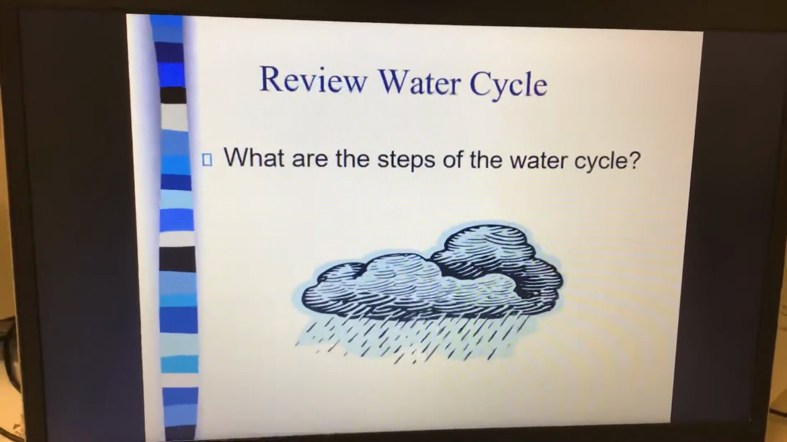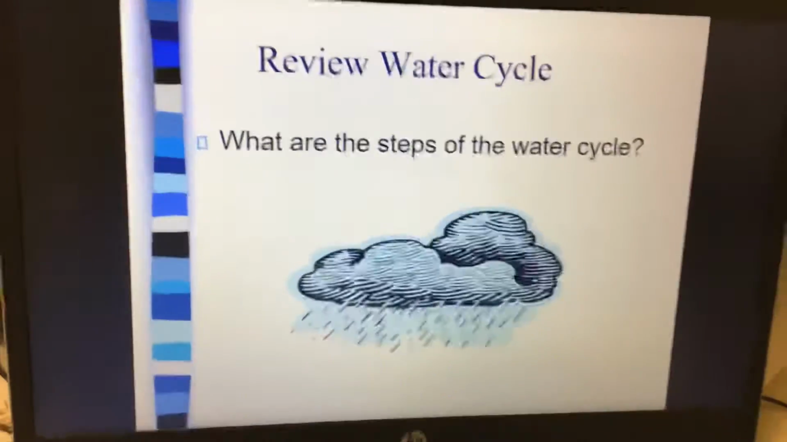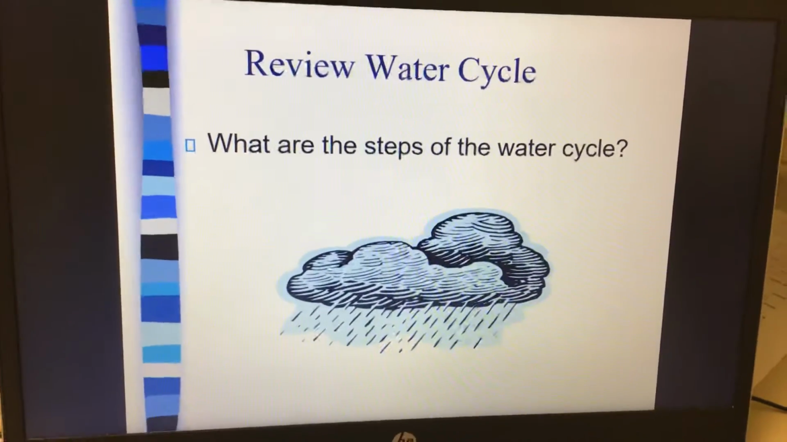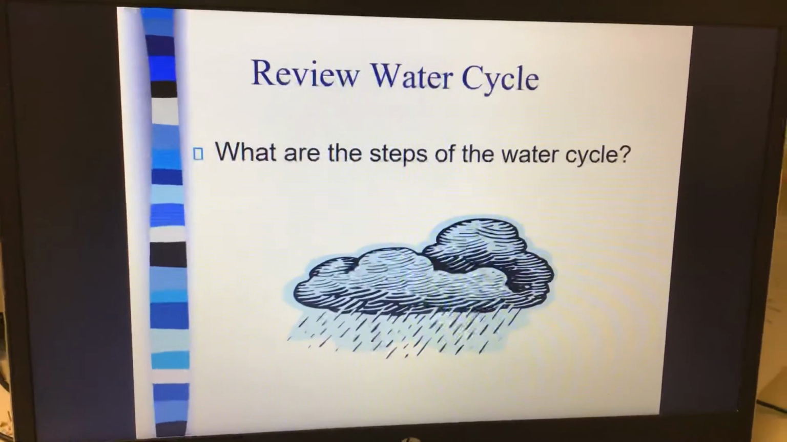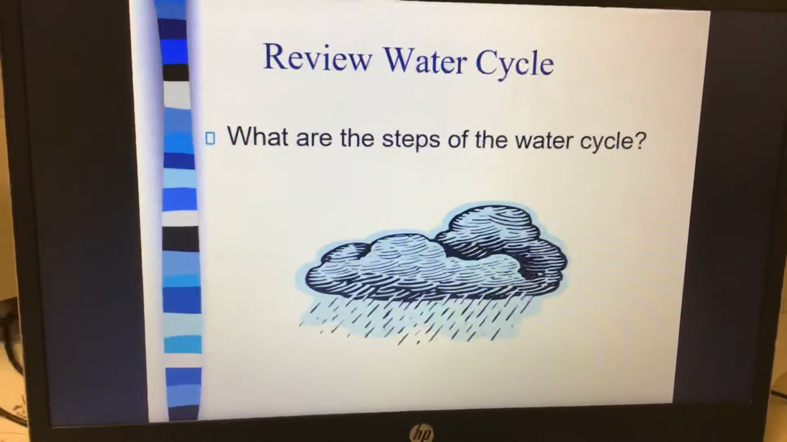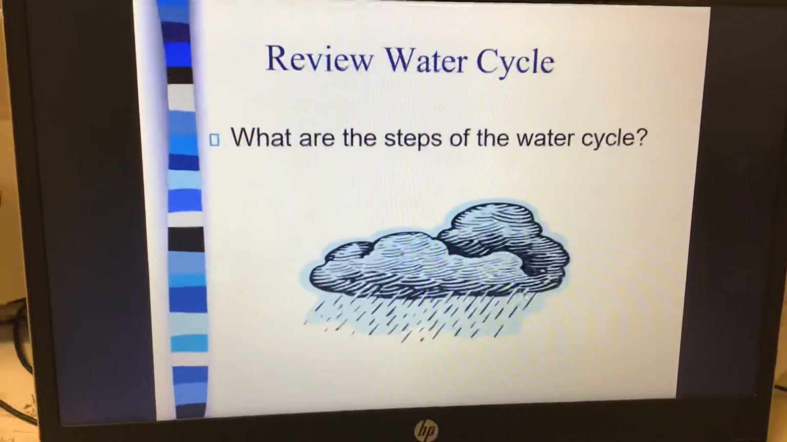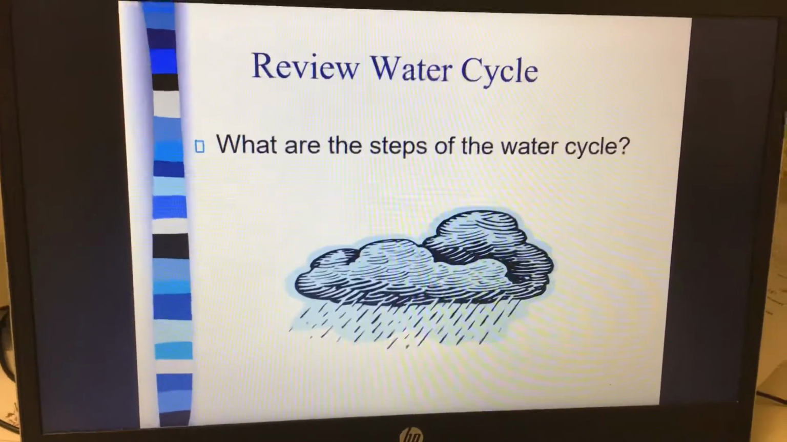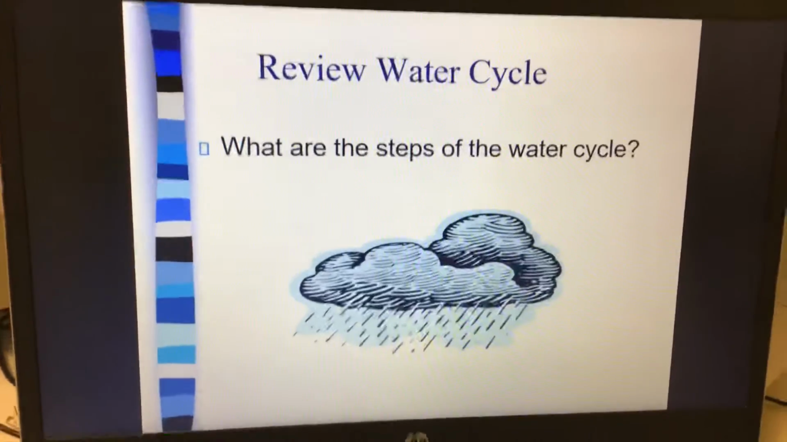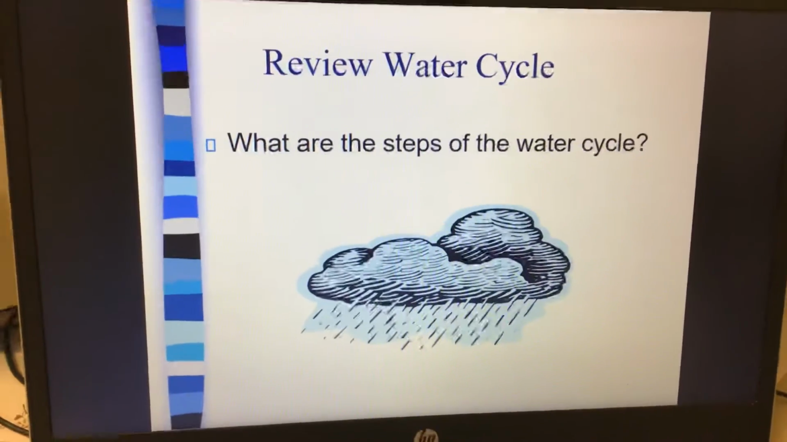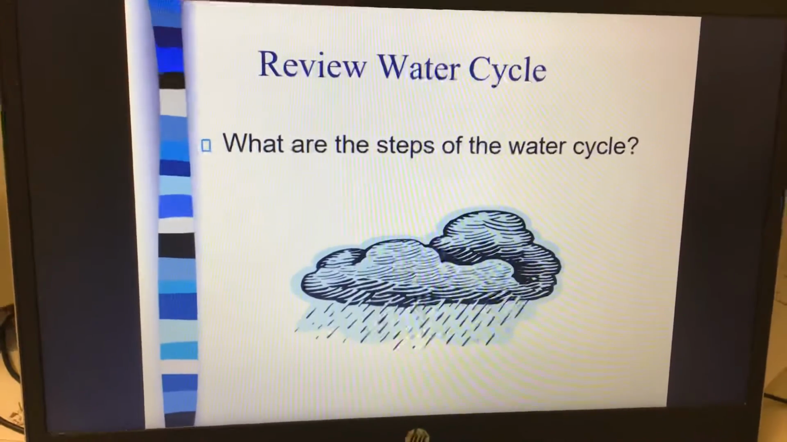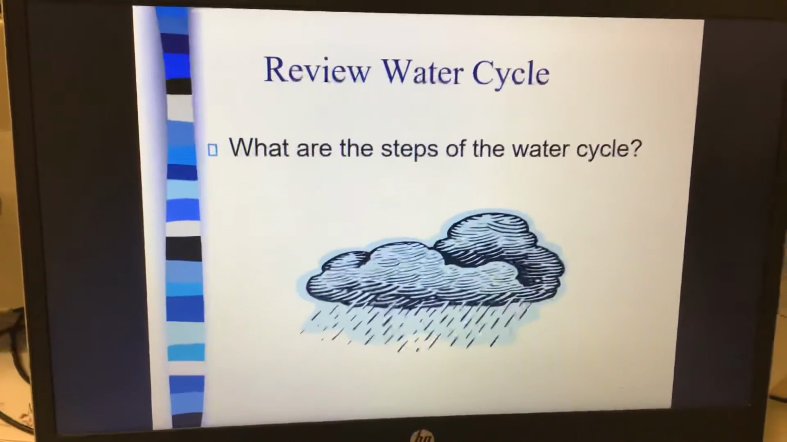Now, nothing to write, but I just wanted to kind of refresh about the water cycle. Water cannot be created or destroyed. The same water that was on Earth at the very beginning is the same water that is there now. It just changes form, it moves around.